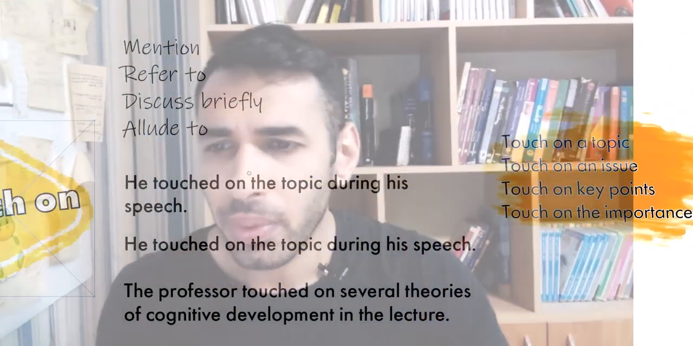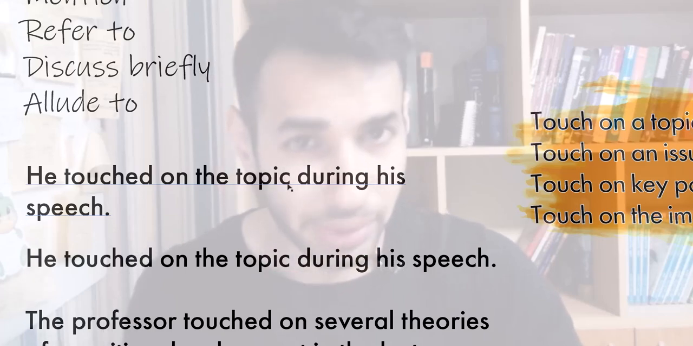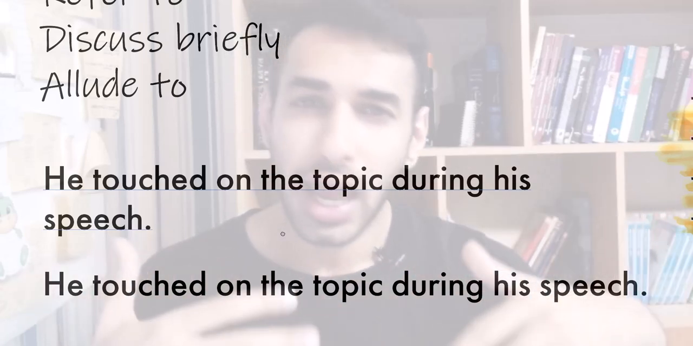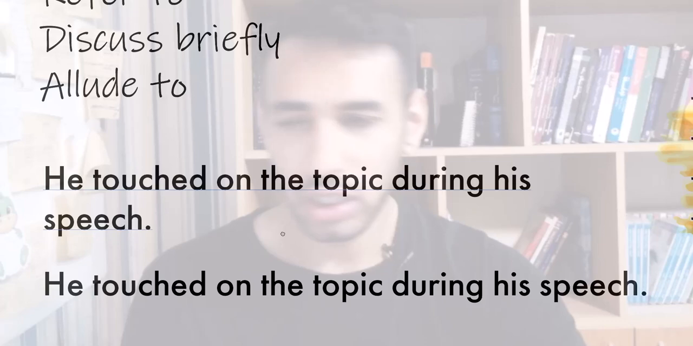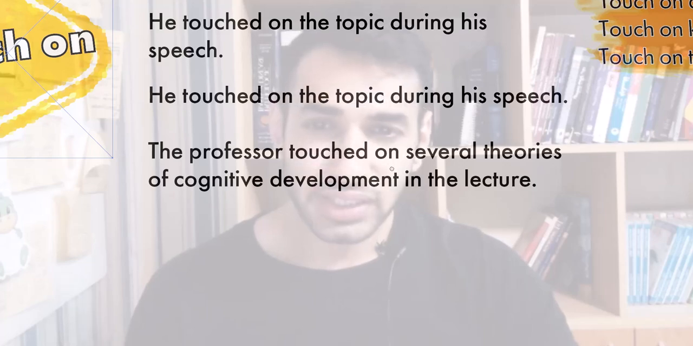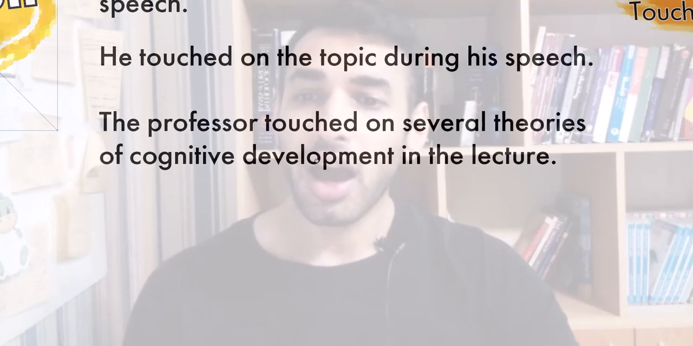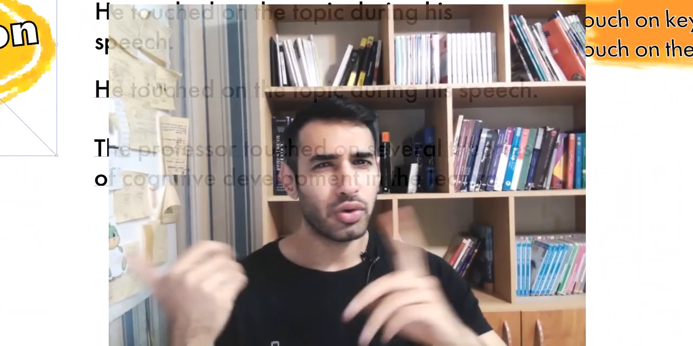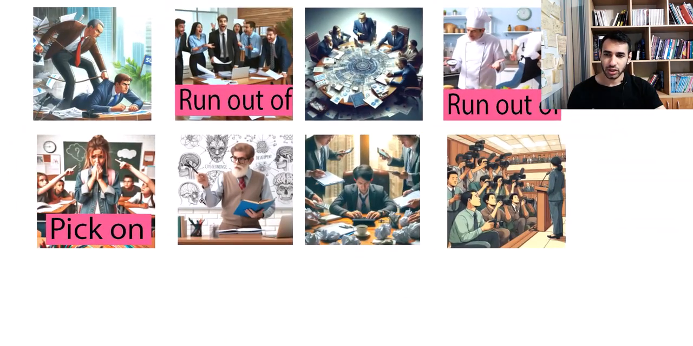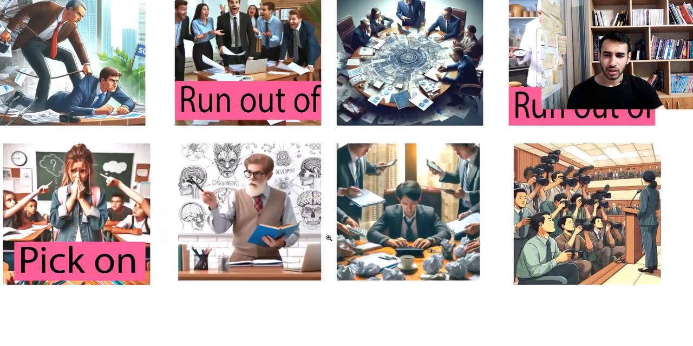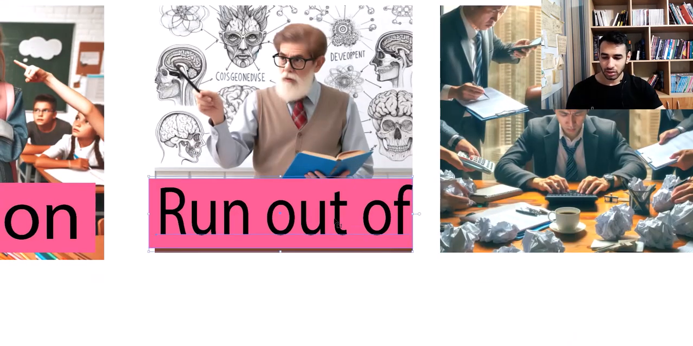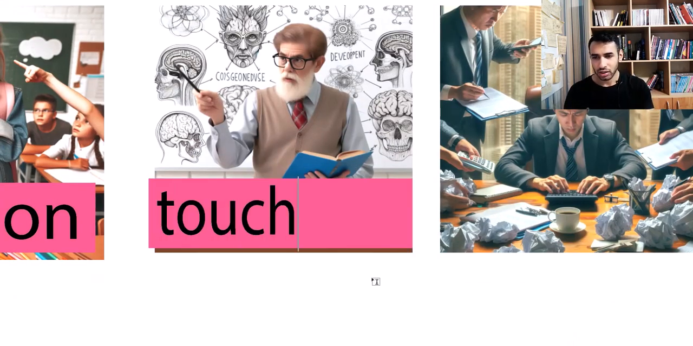For example, he touched on the topic, so the topic here is the object, during his speech. You see, the context is a speech and the speaker is touching on some issues. The professor touched on several theories of cognitive development in the lecture. Let's go and find that professor among the pictures. Here we go. Do you see it? Here's the professor who is touching on various theories. Touch on.